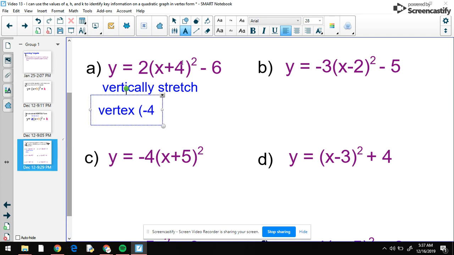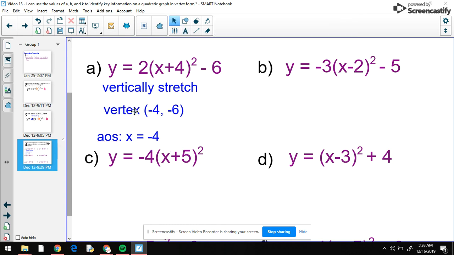My vertex is (-4, k), whatever k is, which is -6. And then my axis of symmetry, remember, has to have an x value that matches the vertex because they lie on the same line. So the vertex is on the axis of symmetry. So I have x is equal to -4. So I'm able to identify all of that information just by looking at this graph. The 2 will stretch it, my vertex will be (-4, -6), and my axis of symmetry will be x is equal to -4, that vertical line there.